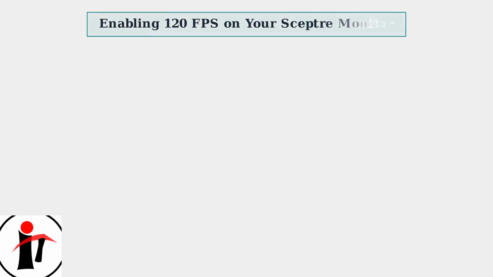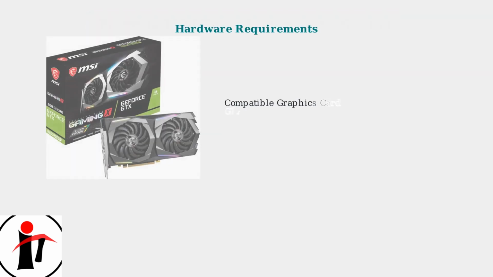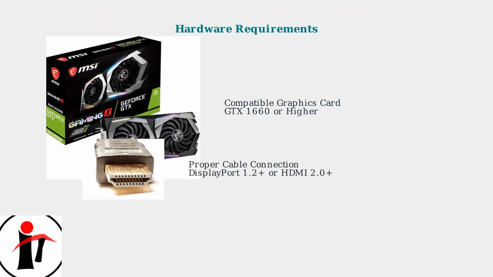To achieve 120 FPS on your Sceptre gaming monitor, you need to ensure both your hardware and software are properly configured. This process involves checking your equipment, adjusting Windows settings, and optimizing your monitor configuration. First, verify your hardware meets the requirements. You need a compatible graphics card, GTX 1660 or higher for 1080p gaming, and the correct cable connection. DisplayPort 1.2 or newer, or HDMI 2.0 or newer are required for a 120 Hz transmission.